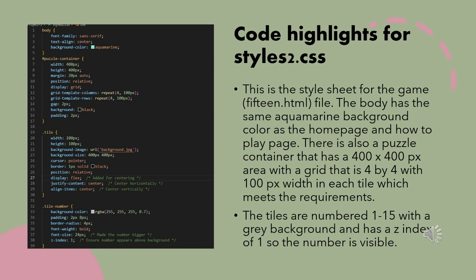Code highlights for the styles2 CSS. This is the style sheet for the game 15 HTML file. The body has the same aquamarine background color as the home page and how to play page. There is also a puzzle container that has a 400 by 400 pixel area with a grid that is 4 by 4 with a 100 pixel width in each tile, which meets the requirements. The tiles are numbered 1 through 15 with a gray background and have a z-index of 1, so the number is visible.